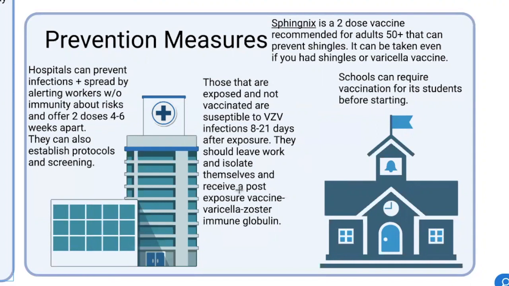Hospitals can prevent infections and spread by alerting workers without immunity about risk and offering 2 doses of the varicella vaccine 4 to 6 weeks apart. They can also establish protocols and screening measures. Those that are exposed and not vaccinated while on duty are susceptible to the virus infection 8 to 21 days after exposure. They should leave work and isolate themselves and receive a post-exposure vaccine known as the varicella zoster immune globulin. Schools should also require vaccination for students before starting.